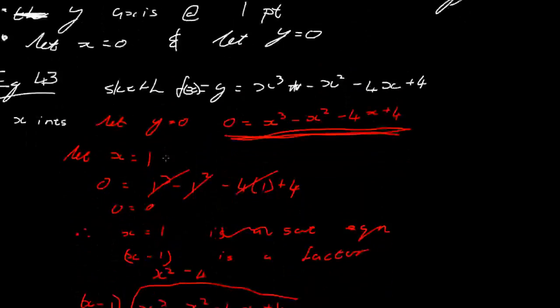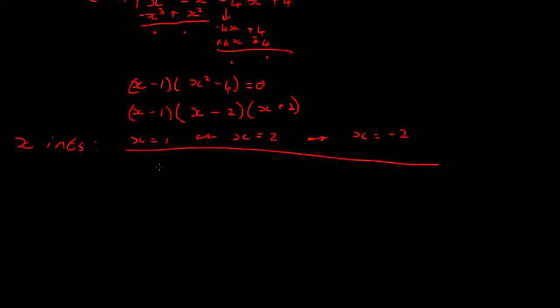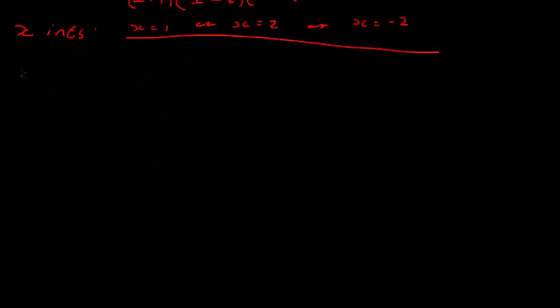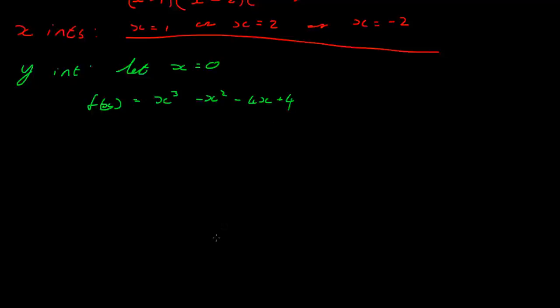Next we need to find our y-intercept. Now to find our y-intercept, what do we do? We're going to let x equal 0. So for the y-intercept, let x equal 0. So let's take our function. We've got f of x equals x cubed minus x squared, minus 4x plus 4. I'm just rewriting it because it's not on the screen anymore.